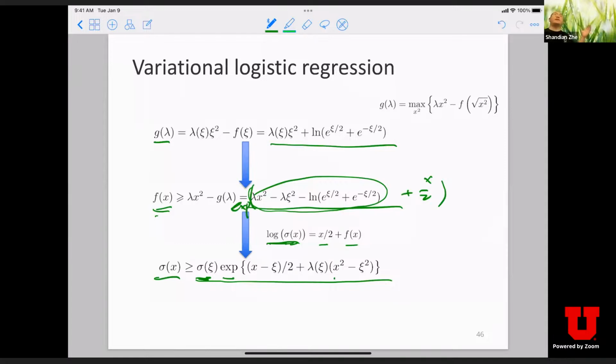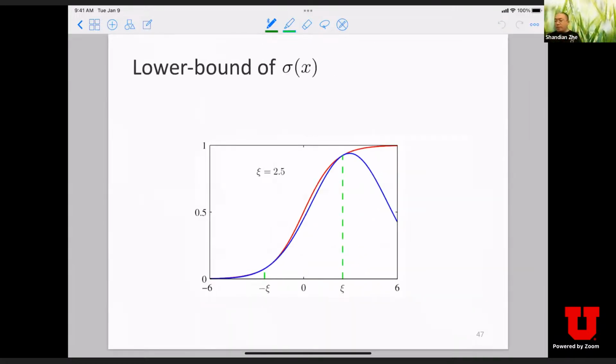Does this whole procedure make sense? Any questions so far? I'm just talking about the whole steps. I'm not saying we should sit down together and look at every step. I just give you the lead, like how we apply the convex conjugate to arrive at this. Does it make sense?